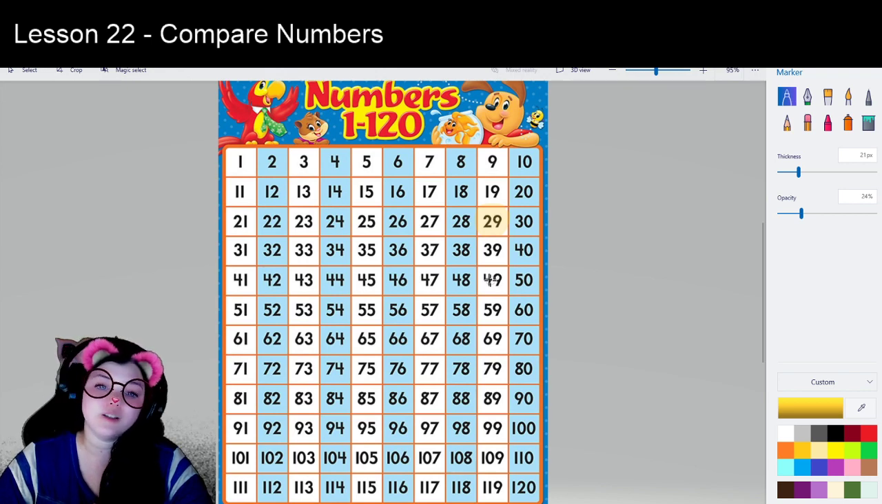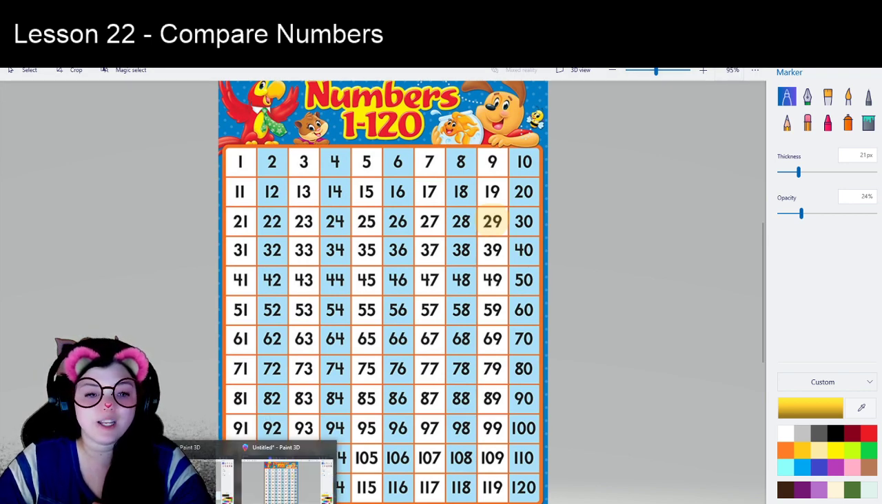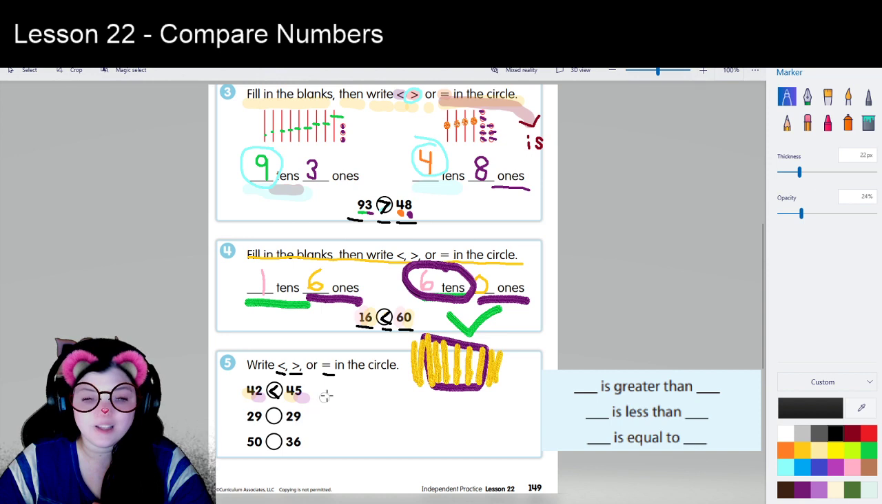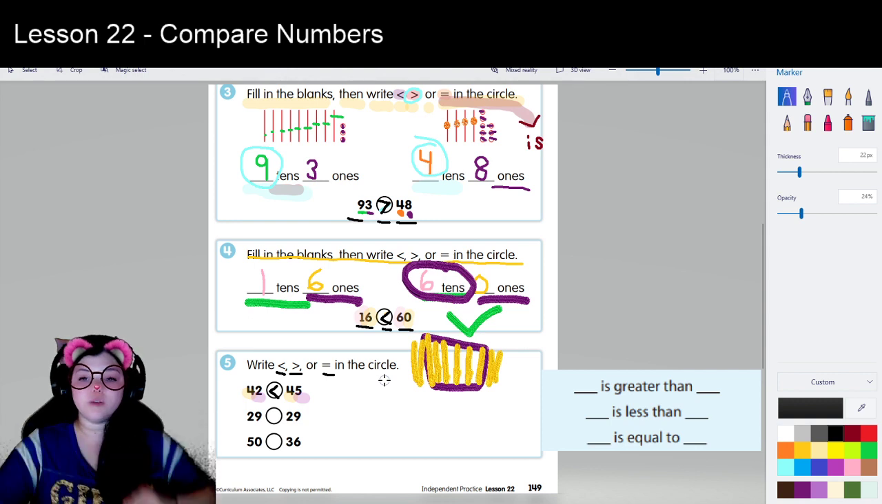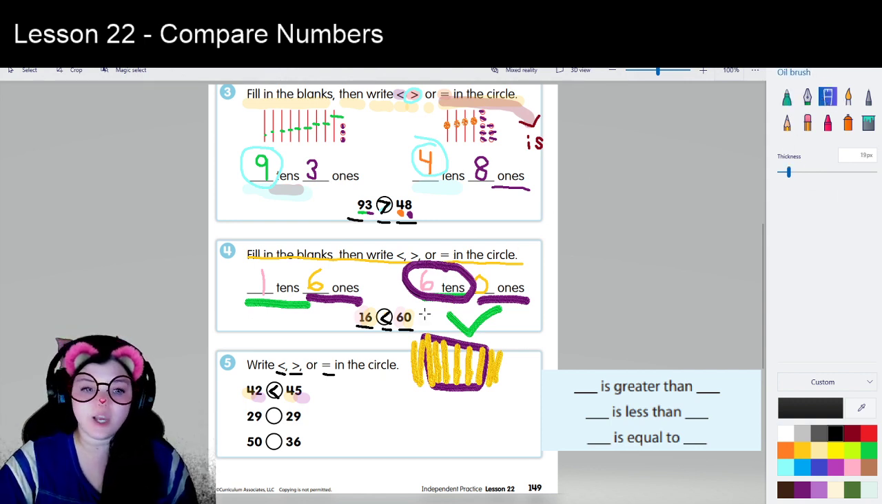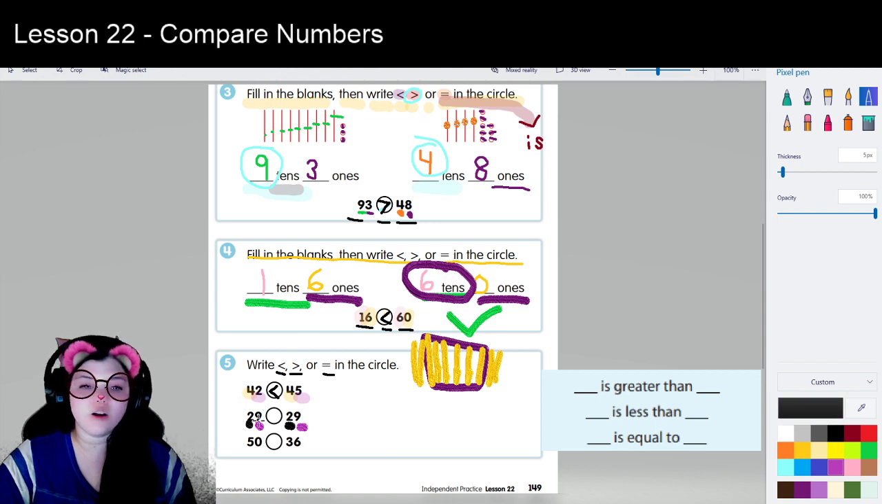No? So it can't be less than, it can't be greater than, it's the same. It is. 29 is 29. They are equal to, they have the same value, they have the same amount. They both have 2 groups of 10 and 9 ones. So they are equal to, 29 is equal to 29.